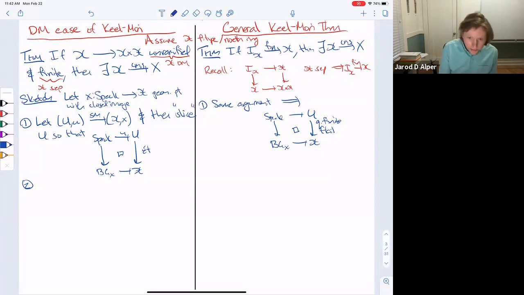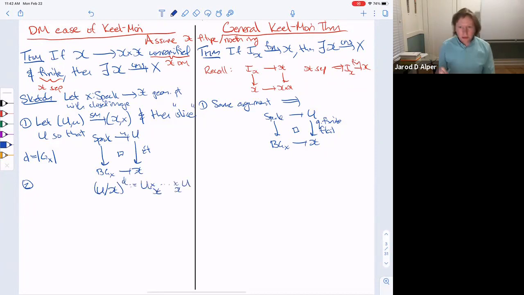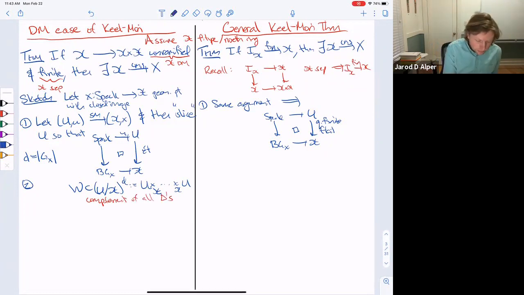And it worked as follows. Let D be the size of the stabilizer group, a finite abstract group. Then we considered the D-fold fiber product of U over X, which is just U over X, dot, dot, dot. And then we removed all of the diagonals. So we defined W this way. This is just the complement of all diagonals. And so this is a quasi-affine scheme, and it has an action by the symmetric group S_D by permuting the factors.